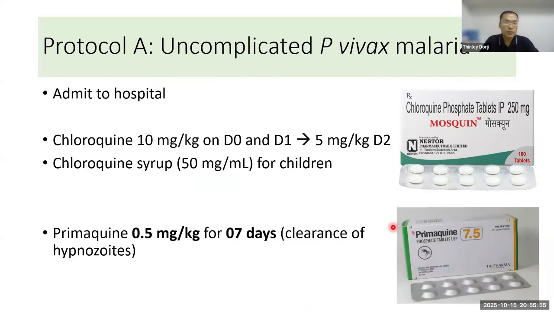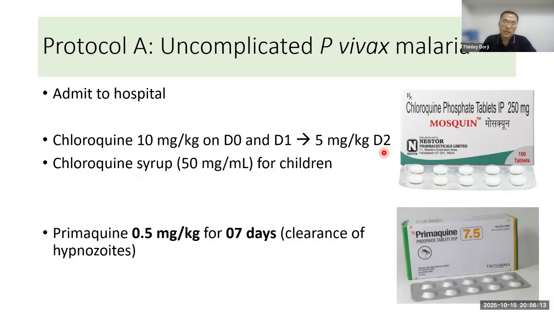The guideline recommends you to admit the patient to the hospital and then deliver. The drug of choice here is chloroquine and primaquine. Chloroquine you will give at a dose of 10 milligram per kg on day 0 and day 1, and then reduce half the dose to 5 mg per kg on day 2.